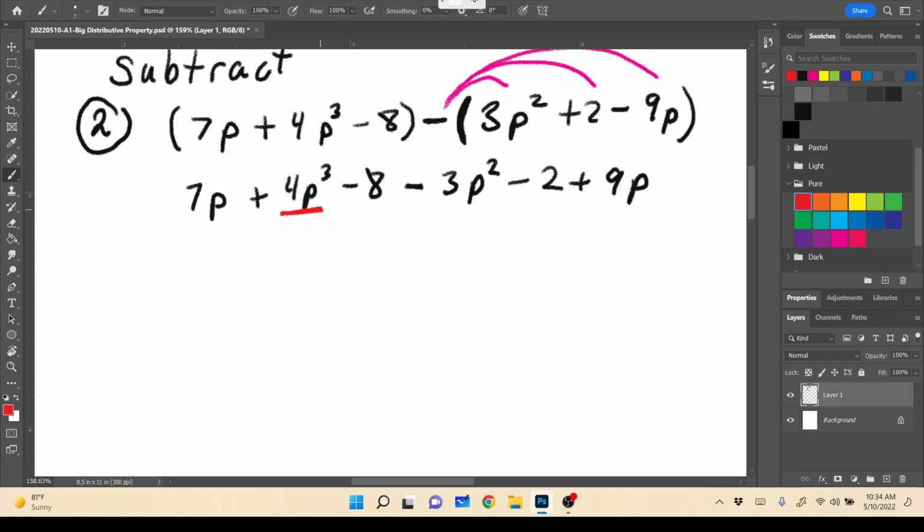So what's the next term in descending order? The negative P squared. Okay. What does he go with? Nothing, because he doesn't have a friend.